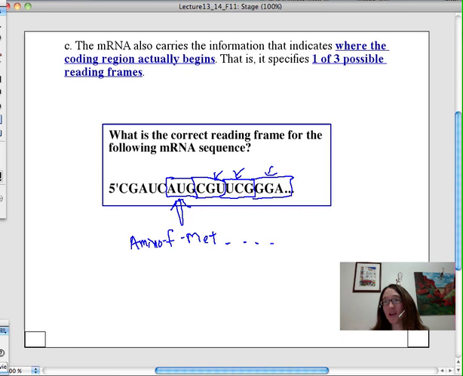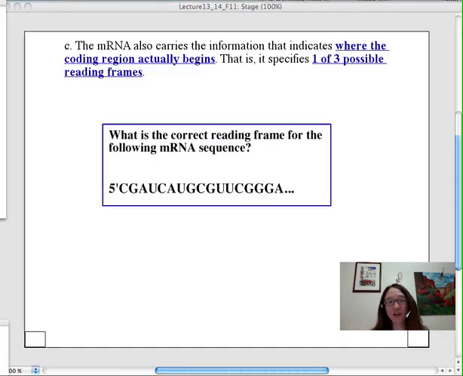Okay, so now that we've looked at how to specify the reading frame, let's make sure that we understand the major players in all of this. That is, we need to introduce the ribosome, and we need to also introduce the tRNA.